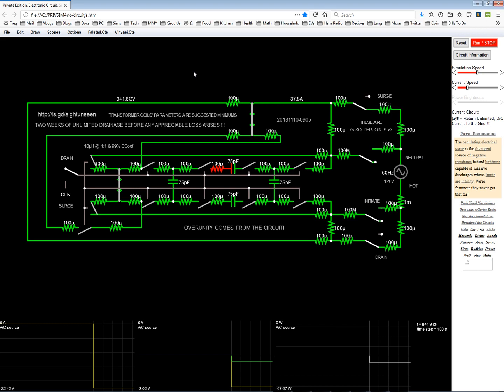That's considering the fact we have over 300 gigavolts in these capacitors. Look at this. We've got terawatts. Oh my God, we've got gigavolts. The power rating is terawatts. We've got gigavolts. Now in the transformer we have microvolts. No big deal. So you don't have to worry about the transformer coils heating up.